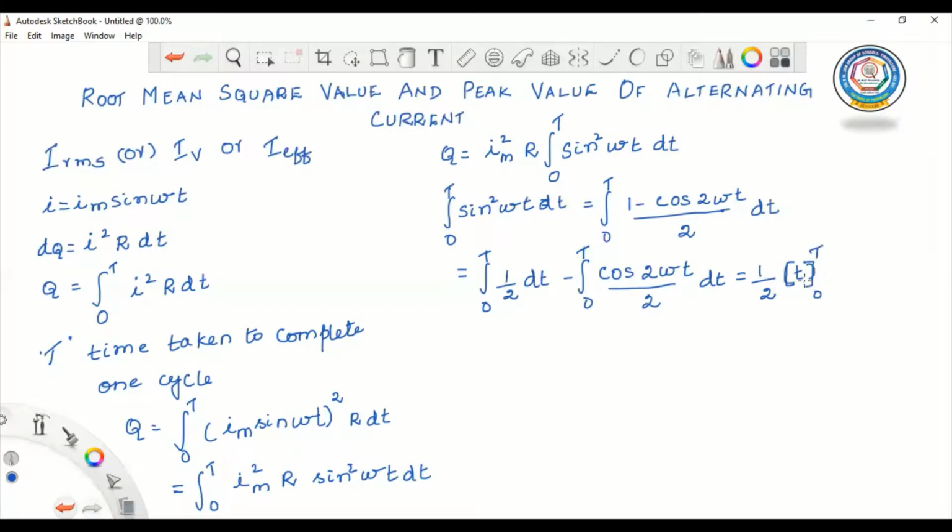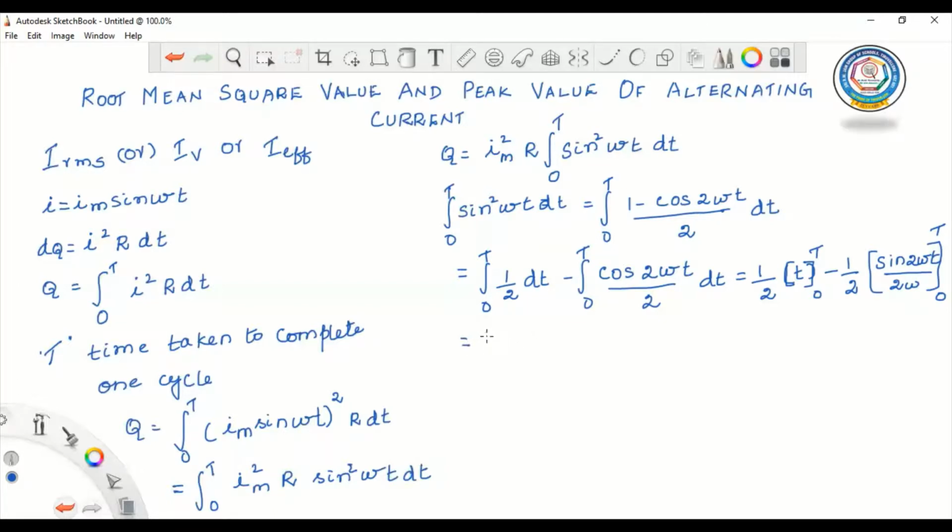Okay, then again here cos 2 omega t by 2, right? So again you can take this 1 by 2 out of the integral, then you have to integrate only this cos 2 omega t. When you integrate it, you will get sin 2 omega t divided by 2 omega, between the limits again 0 to t. Okay. So, hope all of you understood up to this.